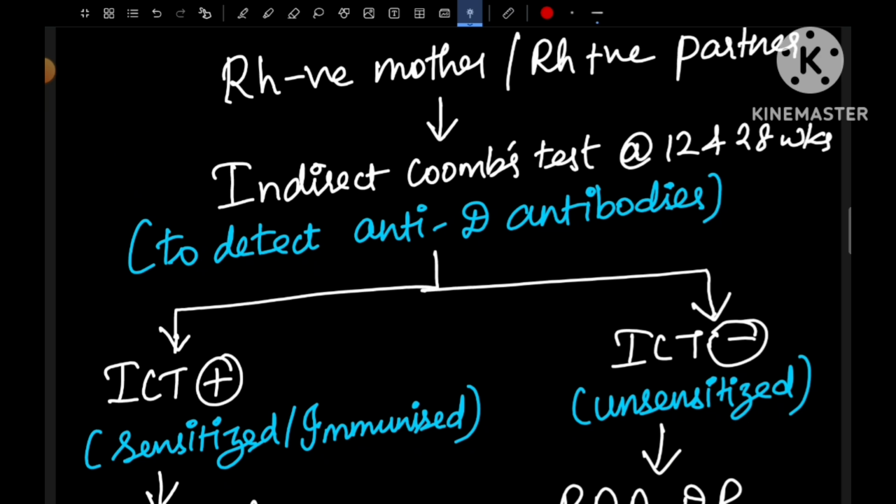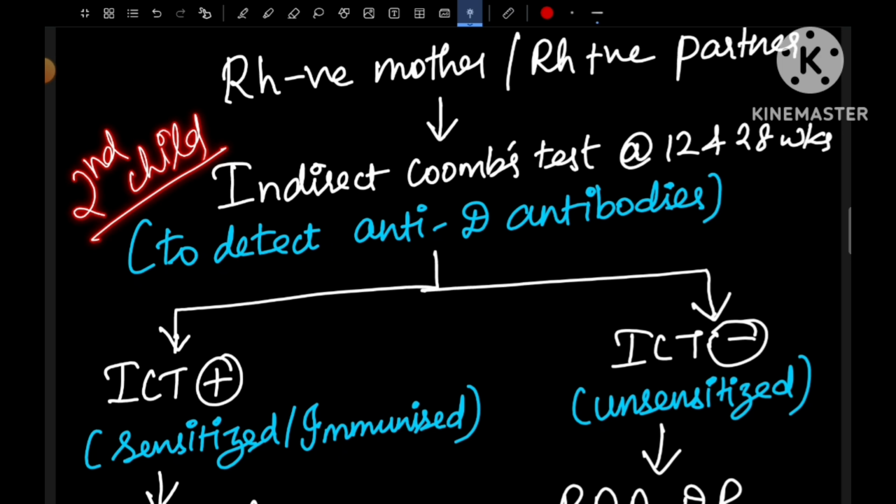For the first child, there is no problem, as there will be placental barriers. But from the second child onwards, the placental barrier would not be enough. So there will be mixing of blood, and many things will happen. So we have to give anti-D prophylaxis. But before that, if there is any reaction, we have to find it. That's what this algorithm is for.